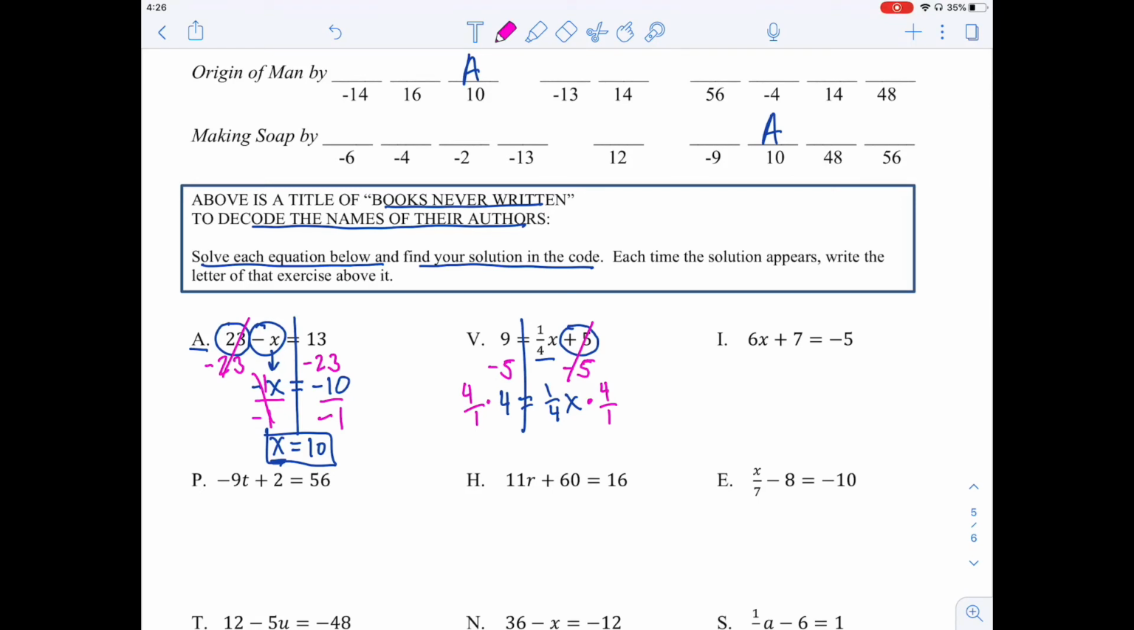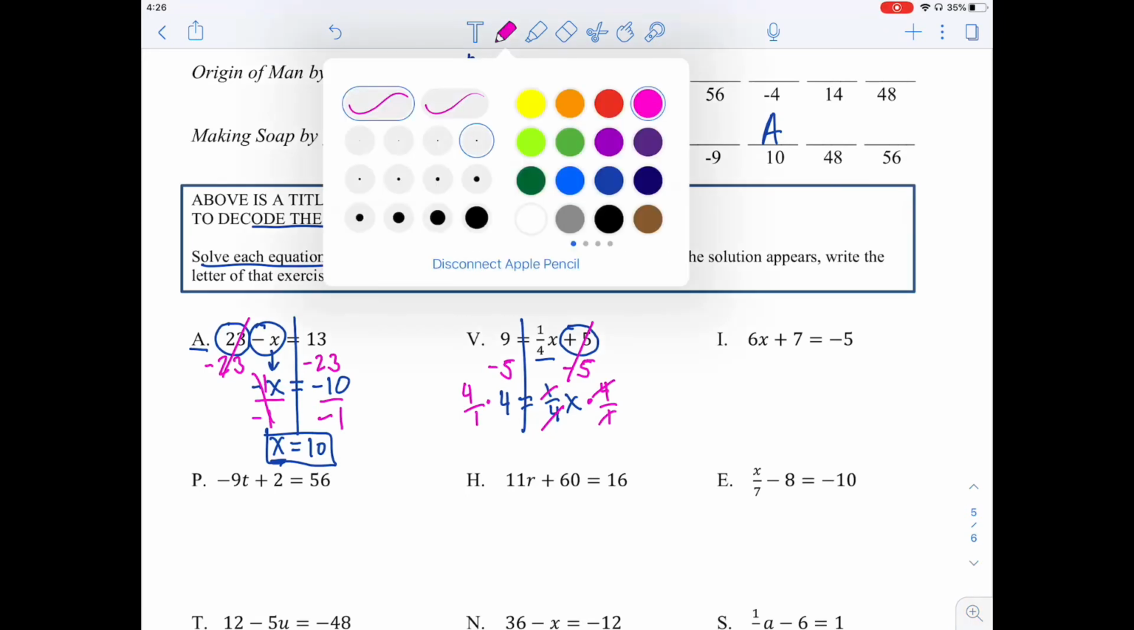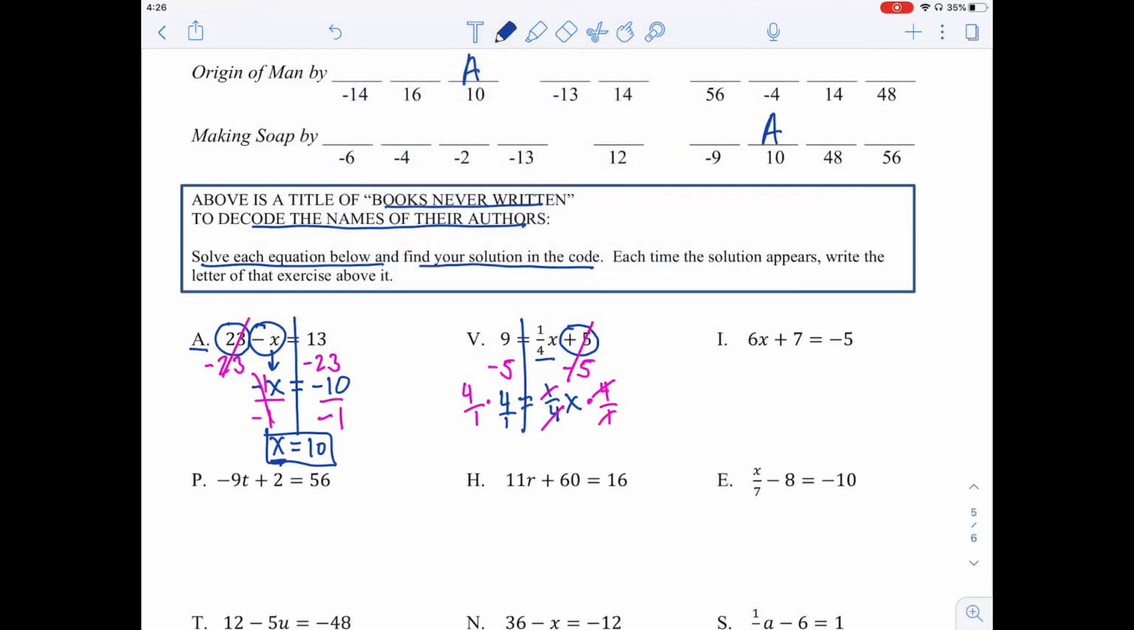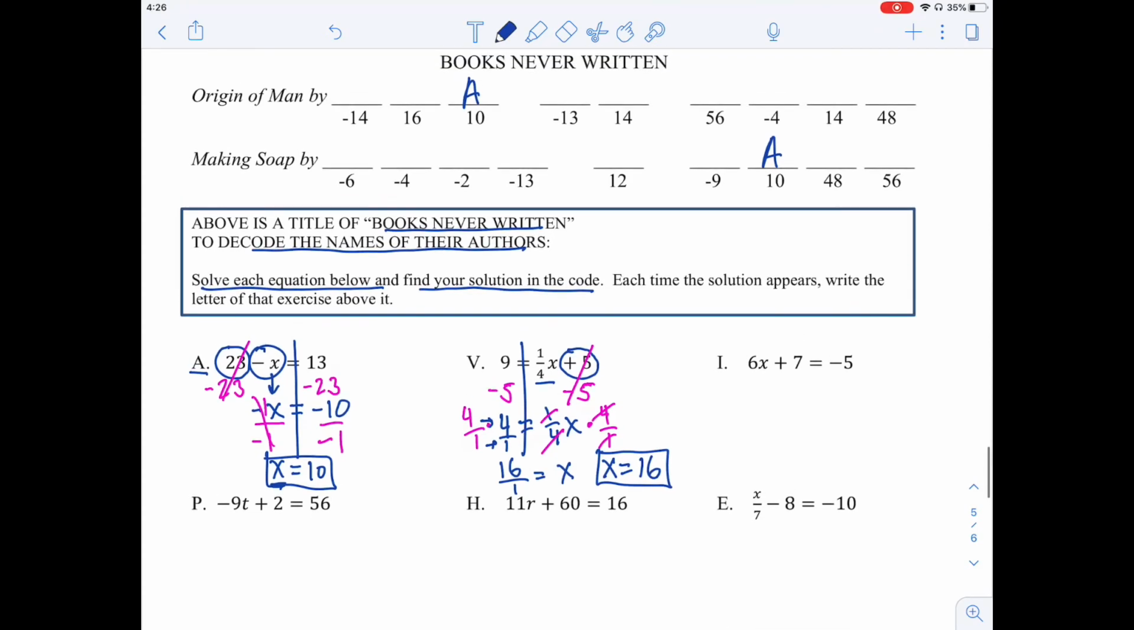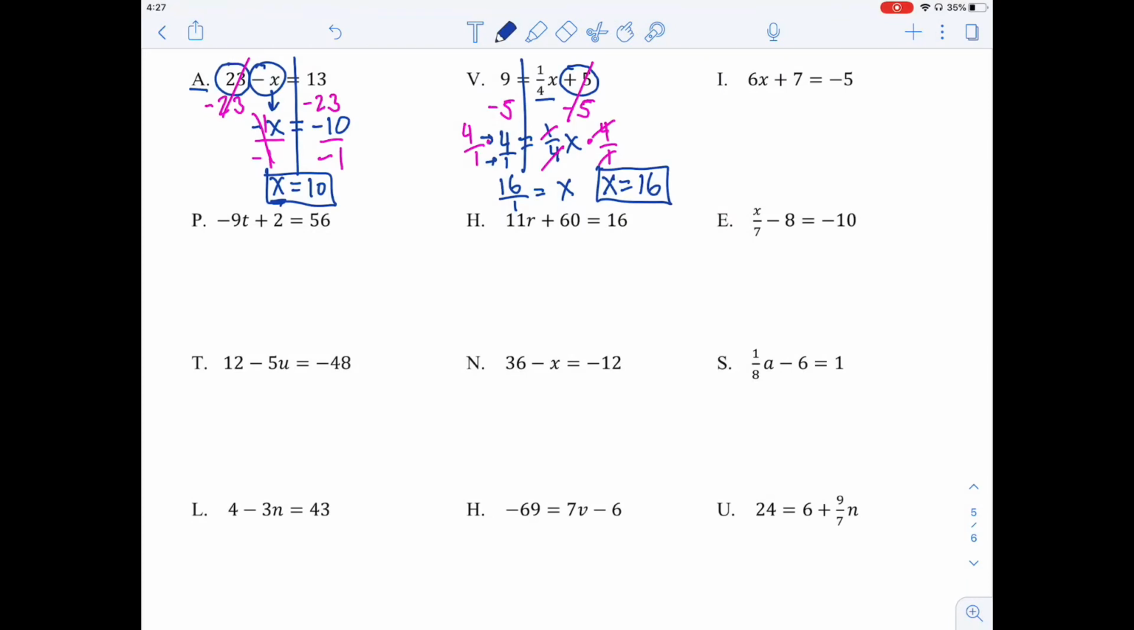So get rid of that 1/4, because a 4 is going to cancel out your fraction. So we got 4 over 1, multiply it across. We have 4 times 4, 16 over 1 equals x, which is just x equals 16. Then we look for it on the top, and that's letter V. So 16 is a V. Okay, let's do a couple more.